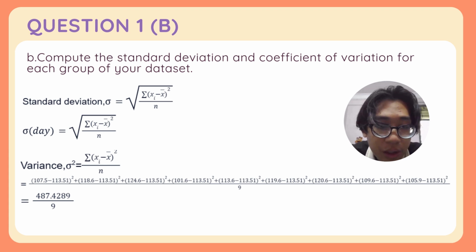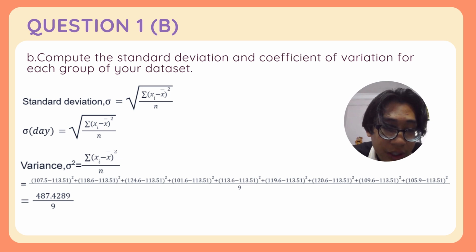Hi, I'm Luqman. For question 1B, we are going to compute the standard deviation and coefficient of variation for each group of the dataset. Firstly, we find the standard deviation for day shift. Following the standard deviation formula, we find the variance first. The variance of day shift is the sigma, or total, of the data points minus the mean value of day shift, to the power of 2, divided by the sample size.